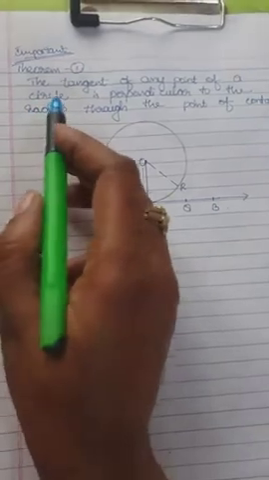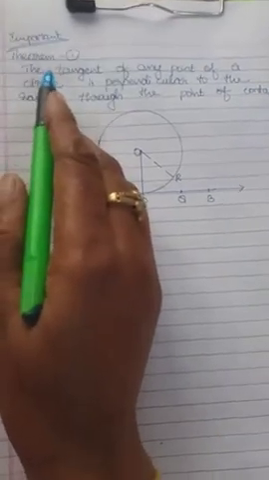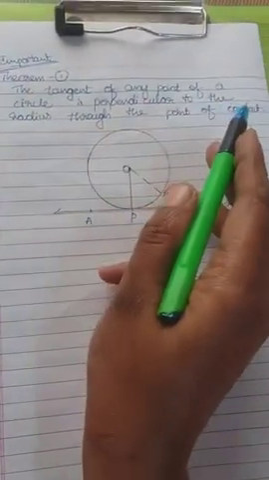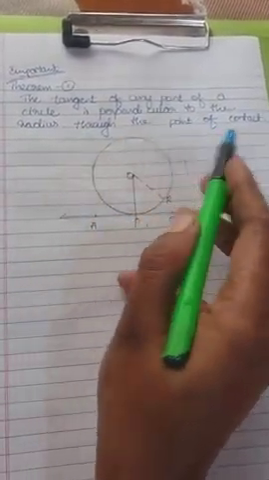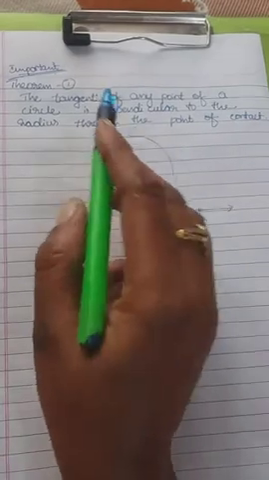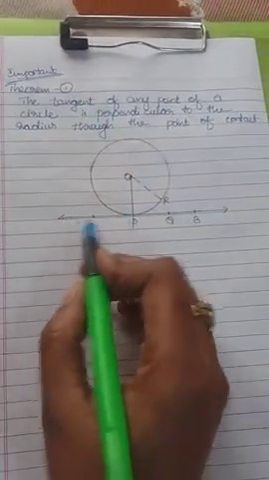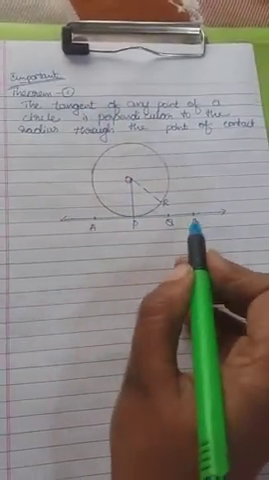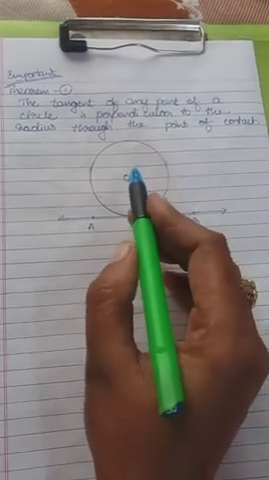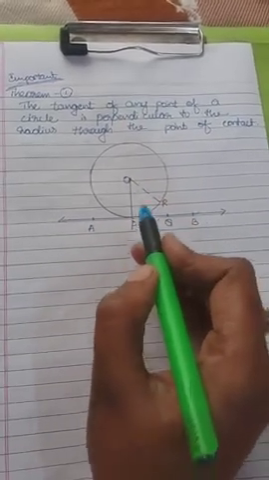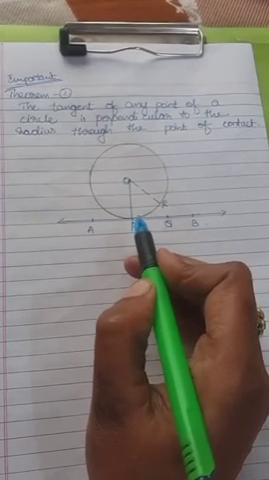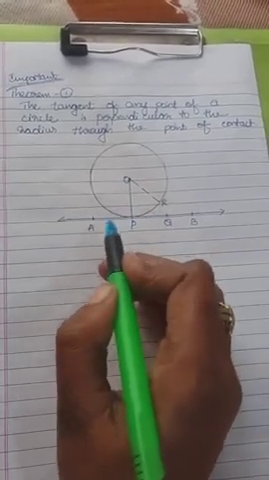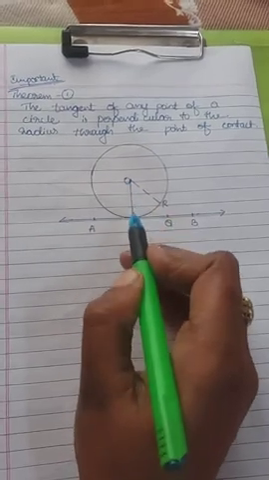First theorem: the tangent at any point of a circle is perpendicular to the radius through the point of contact. Okay, the tangent at any point of a circle, this is a tangent AB. So this is any point of a circle, and it is perpendicular to the radius through the point of contact. I told you already, it is always perpendicular.